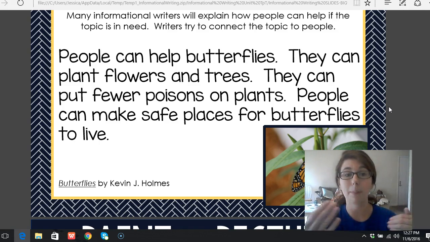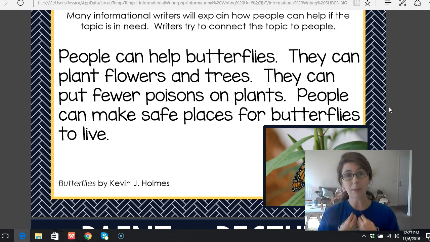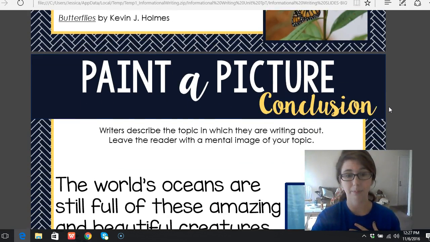Obviously, this writing was all about butterflies, but if you really make your reader feel connected to the topic, they're going to think and understand the information a bit more. They're going to feel connected to it because it affects them personally. It's an awesome way to conclude your writing.